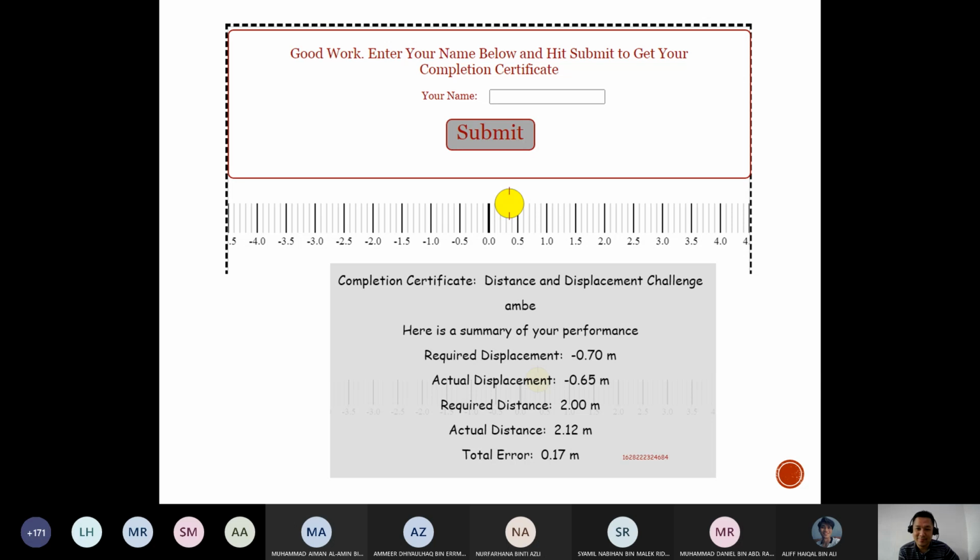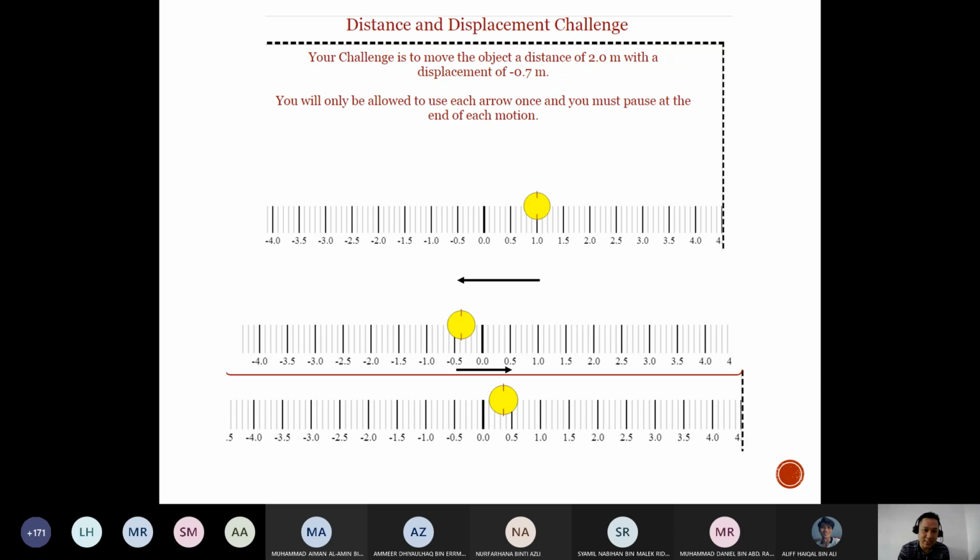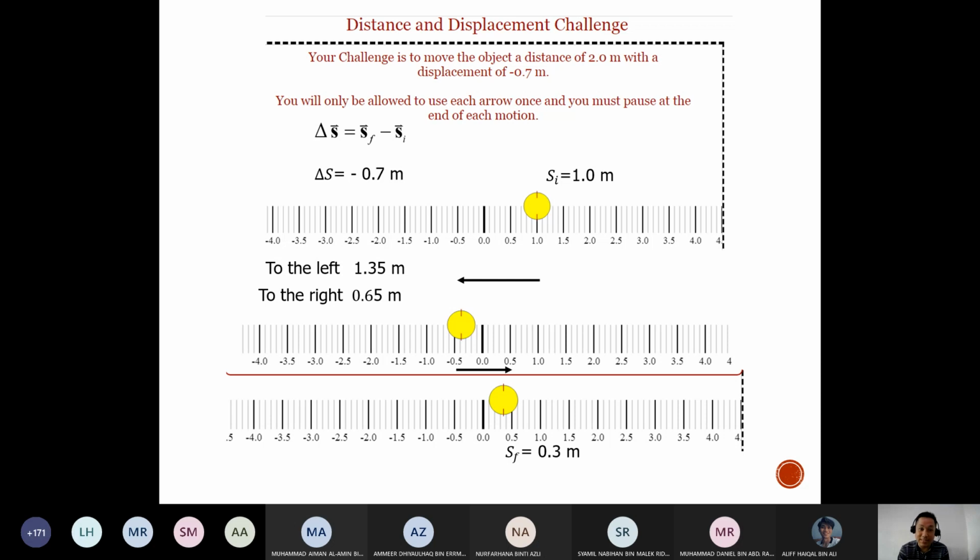Okay, I think we can proceed because I am afraid we will reach 9 o'clock, and I also have another lecture at 9 o'clock. If you look at this challenge or game, you need to move either to the right side or the left side. For example, in my case, the distance is 2 meter and the displacement is negative 0.7. If you look at the knowledge that we learned before, first, displacement is s final minus s initial.